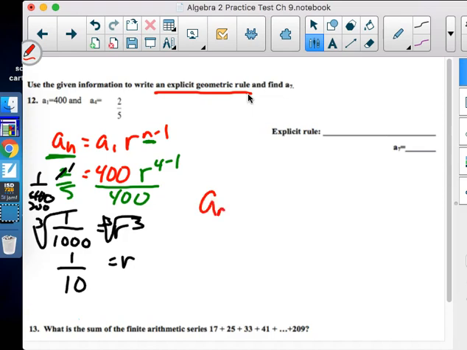So A sub n equals our 400 times our lovely 1/10 to the n minus 1. That's the explicit rule. So that can go right up here in this little blank.